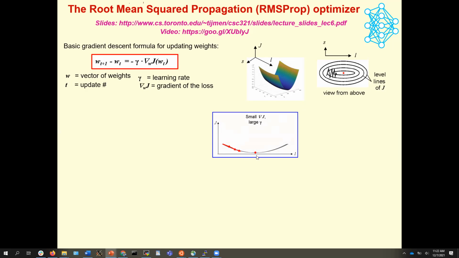First look, fix S and look at J as a function of L. The function will look like this, and the gradient of loss as a function of L is small, as is clear from the picture. So in order to ever reach the minimum, which is shown as a red point, we need a large learning rate. Otherwise, we will never reach the minimum.